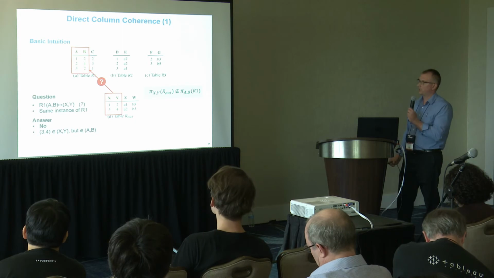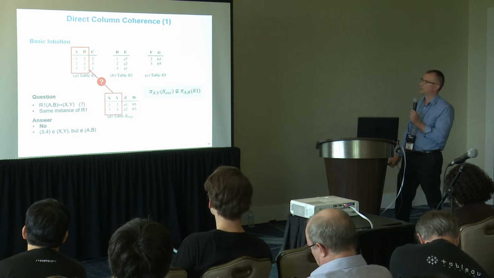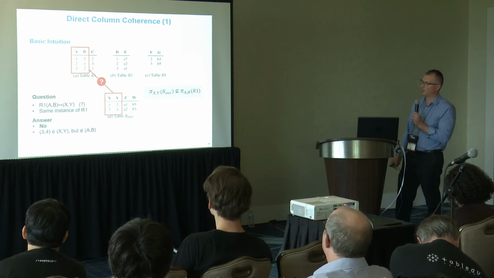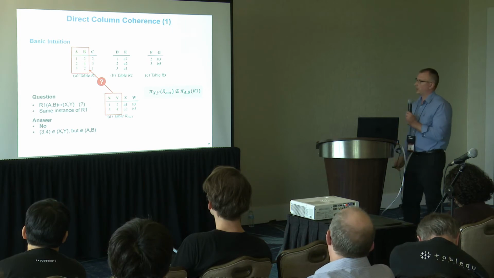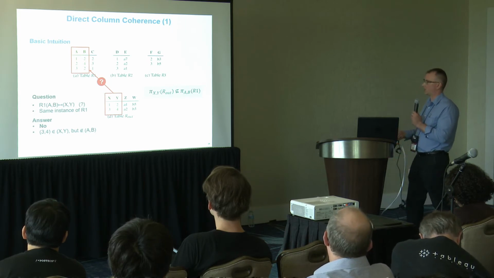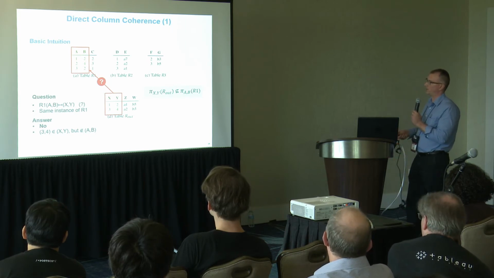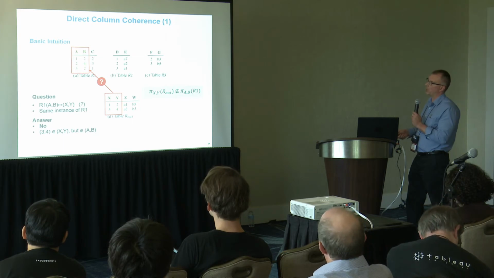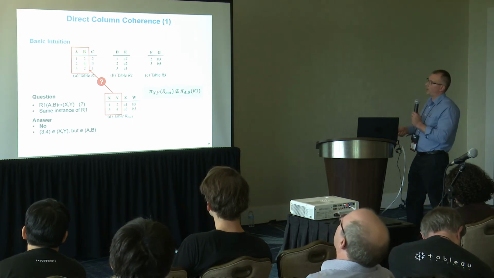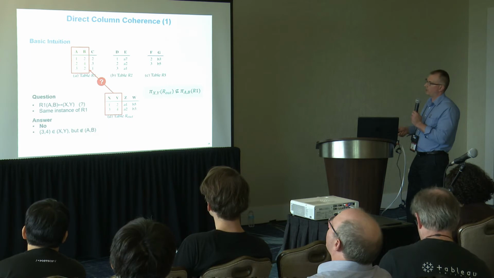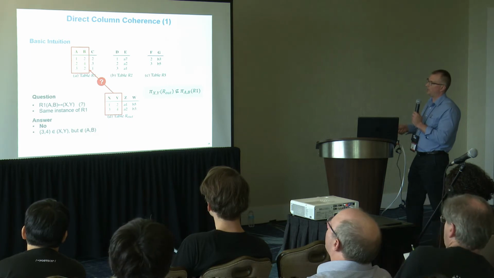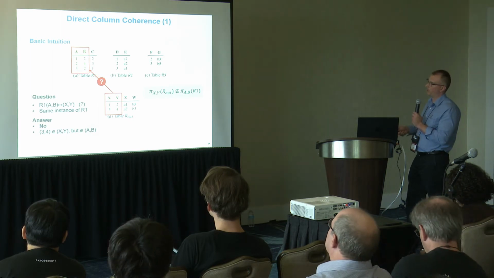Let me now present the first technique that is used in the paper. It's called direct column coherence. To understand how it works, let's ask ourselves a question. We have this table Rout, and we look at columns X and Y. Is it possible that those columns have been generated from columns A and B from the same instance of R1?